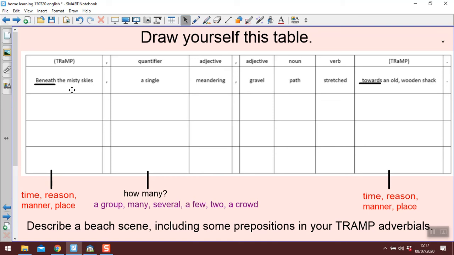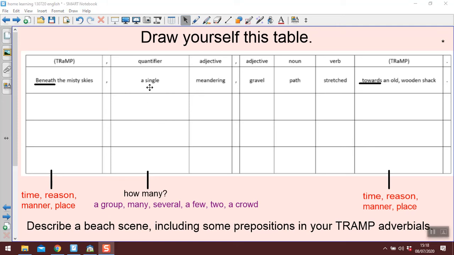So the example is, beneath the misty skies, comma, a single meandering, comma, gravel path stretched towards an old wooden shack, full stop. And in this sentence, we've got two TRAMP adverbials. Beneath the misty skies, that tells us where something happened, so the place. And towards an old wooden shack also tells us the place.